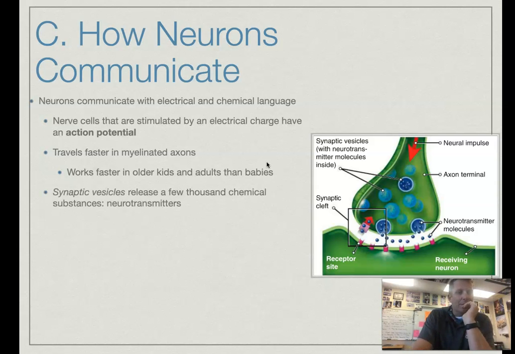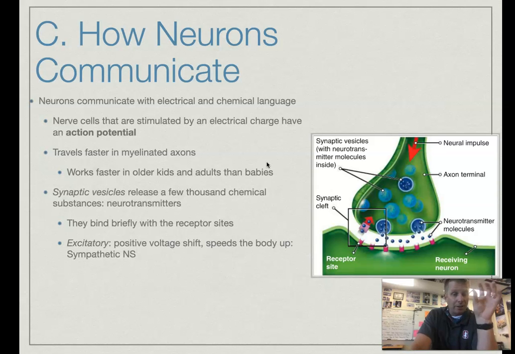The synaptic vesicles release a few thousand chemical substances called neurotransmitters. They briefly bind to the receptor sites. And then there's excitatory.